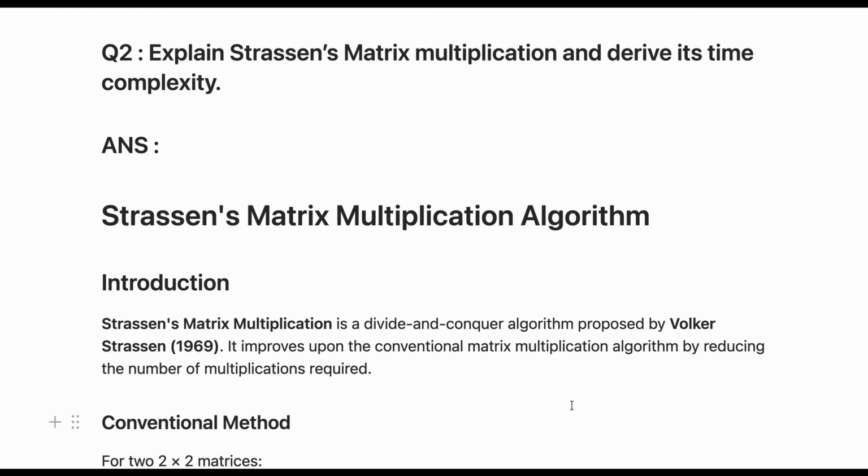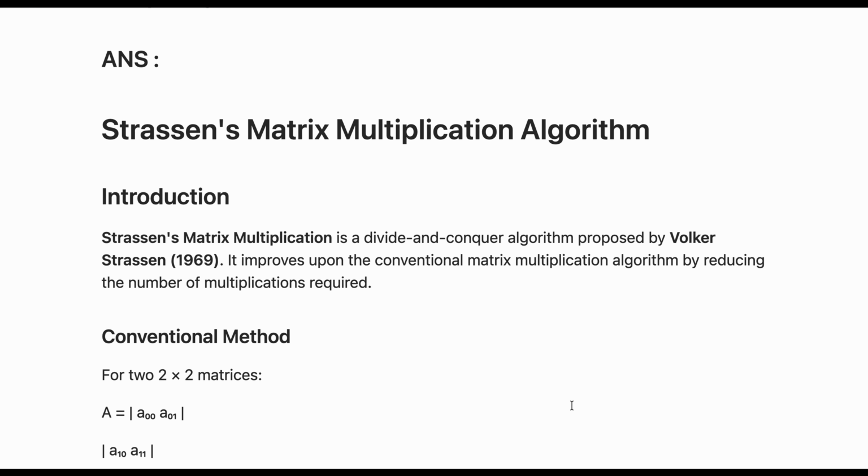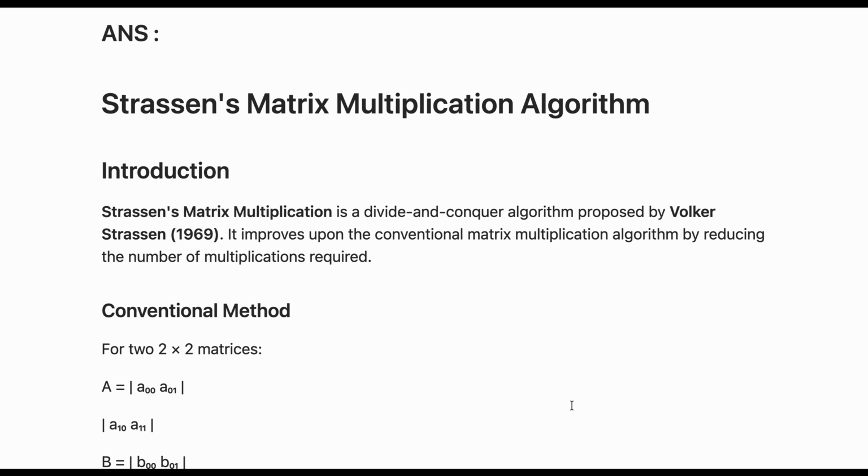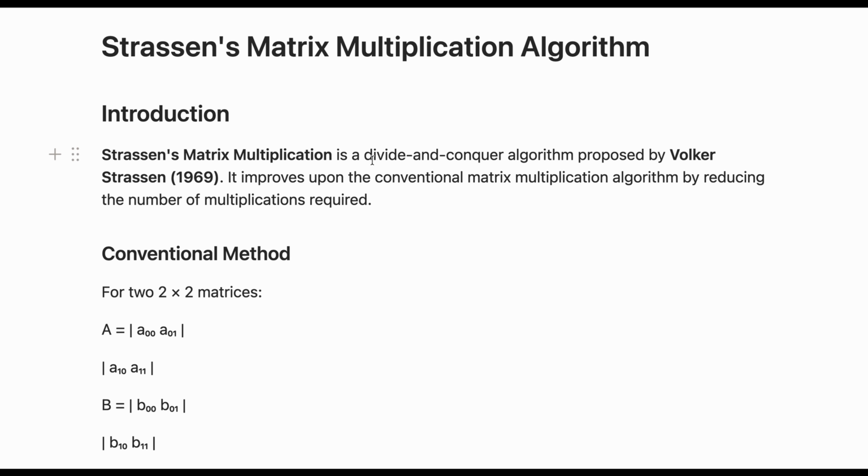In this video we are going to discuss a very important question from module 2. So our question is: explain Strassen's matrix multiplication and derive its time complexity. Firstly, we will understand what Strassen's matrix multiplication algorithm means. It is a divide and conquer algorithm proposed by Volker Strassen in 1969. It improves upon the conventional matrix multiplication algorithm by reducing the number of multiplications required.